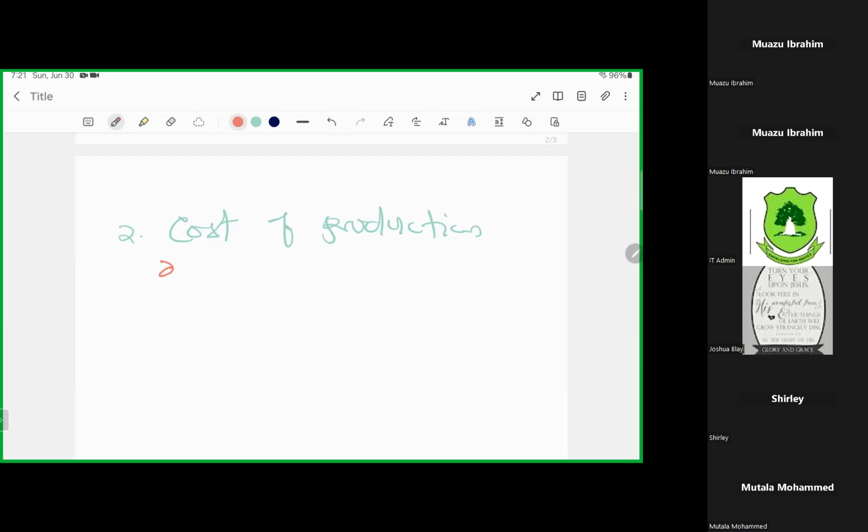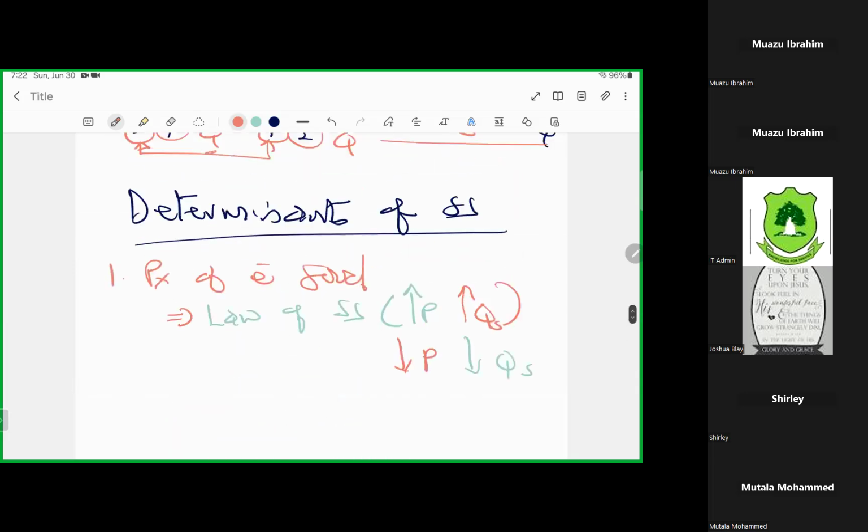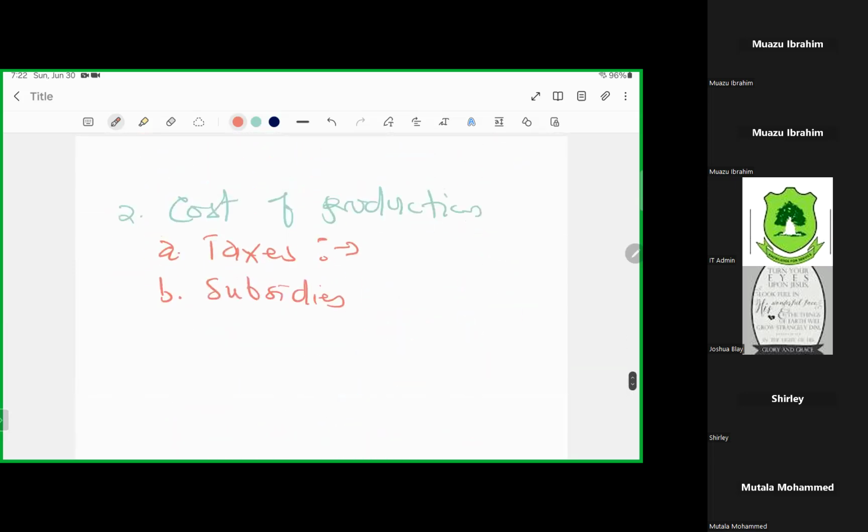The first one, we talk about issues on taxes. And then the second one, we are talking about issues on subsidies. Now, for taxes, what do taxes do? When government imposes a tax on a particular commodity, it increases the cost of production. So here I will write COP, which is the cost of production. When government introduces a tax, it increases the cost of production.